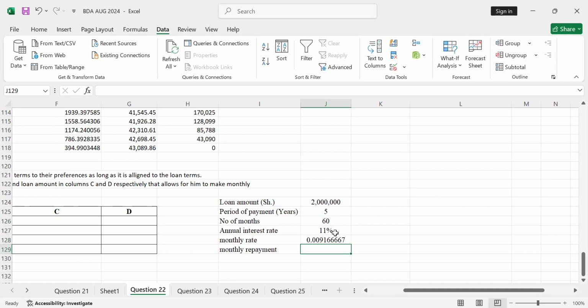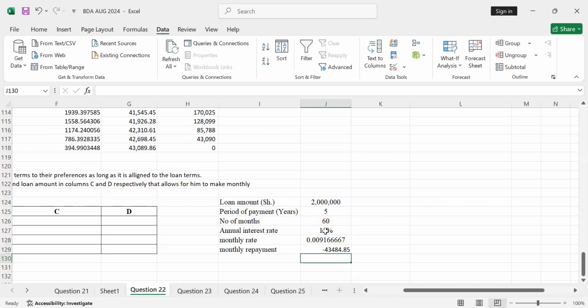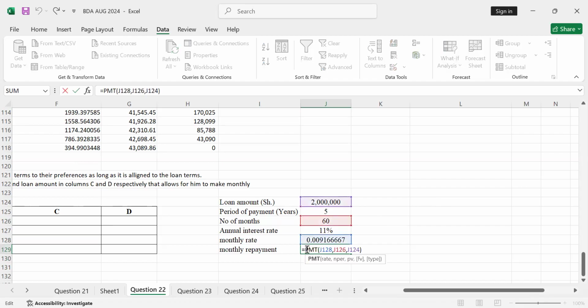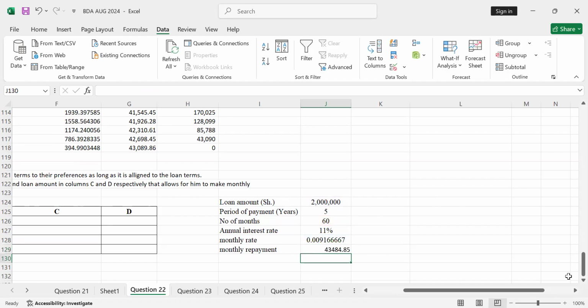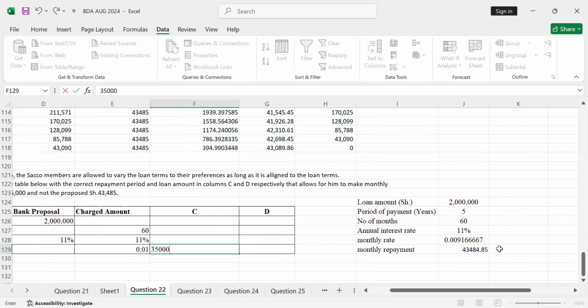And then we have the monthly repayment, which is the principal installment payment. The rate here, you put a comma, period 60. Then we have this is how much? 200. So for goal seek, this is what I've said. First, they wanted the period in which you will be able to pay 35,000, because this is the correct repayment period if he pays 35,000.